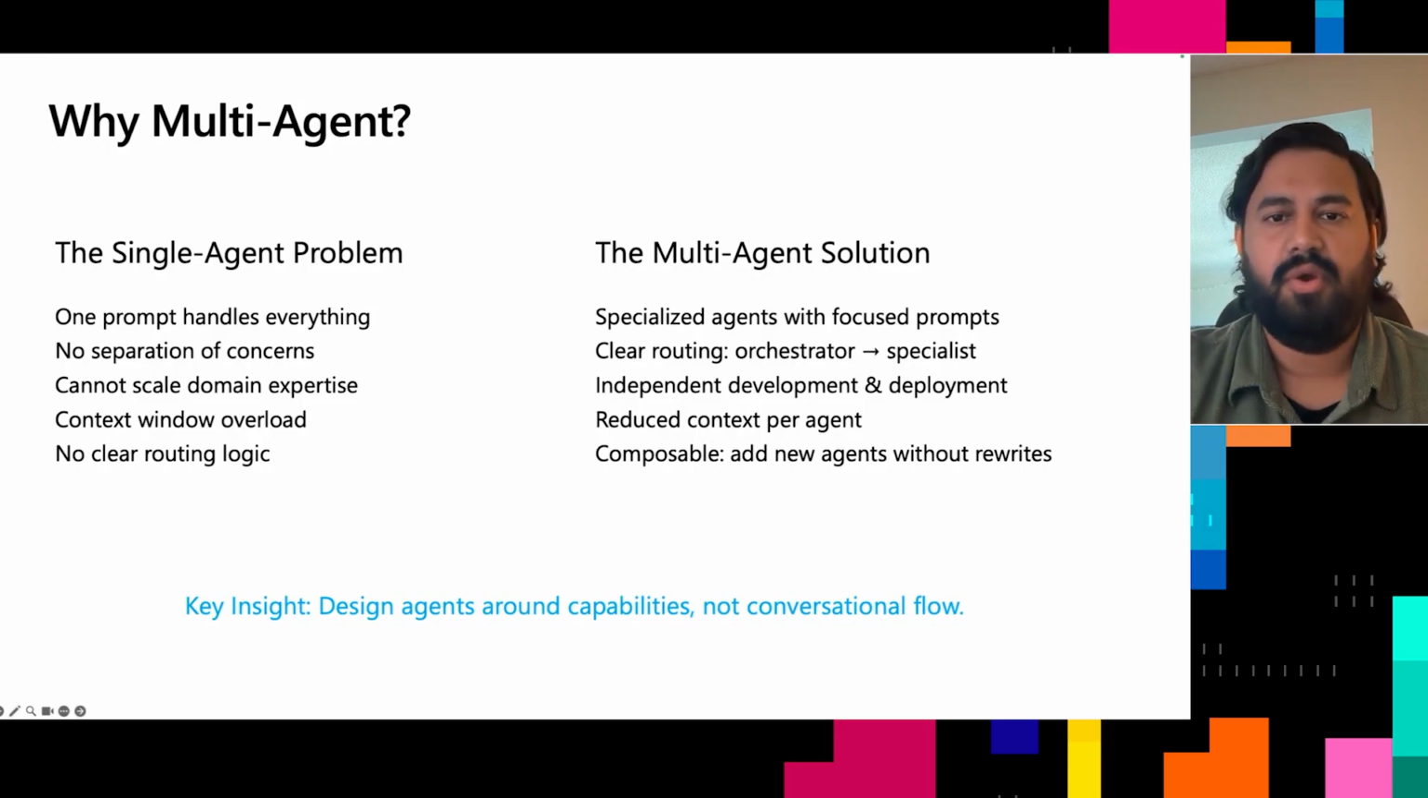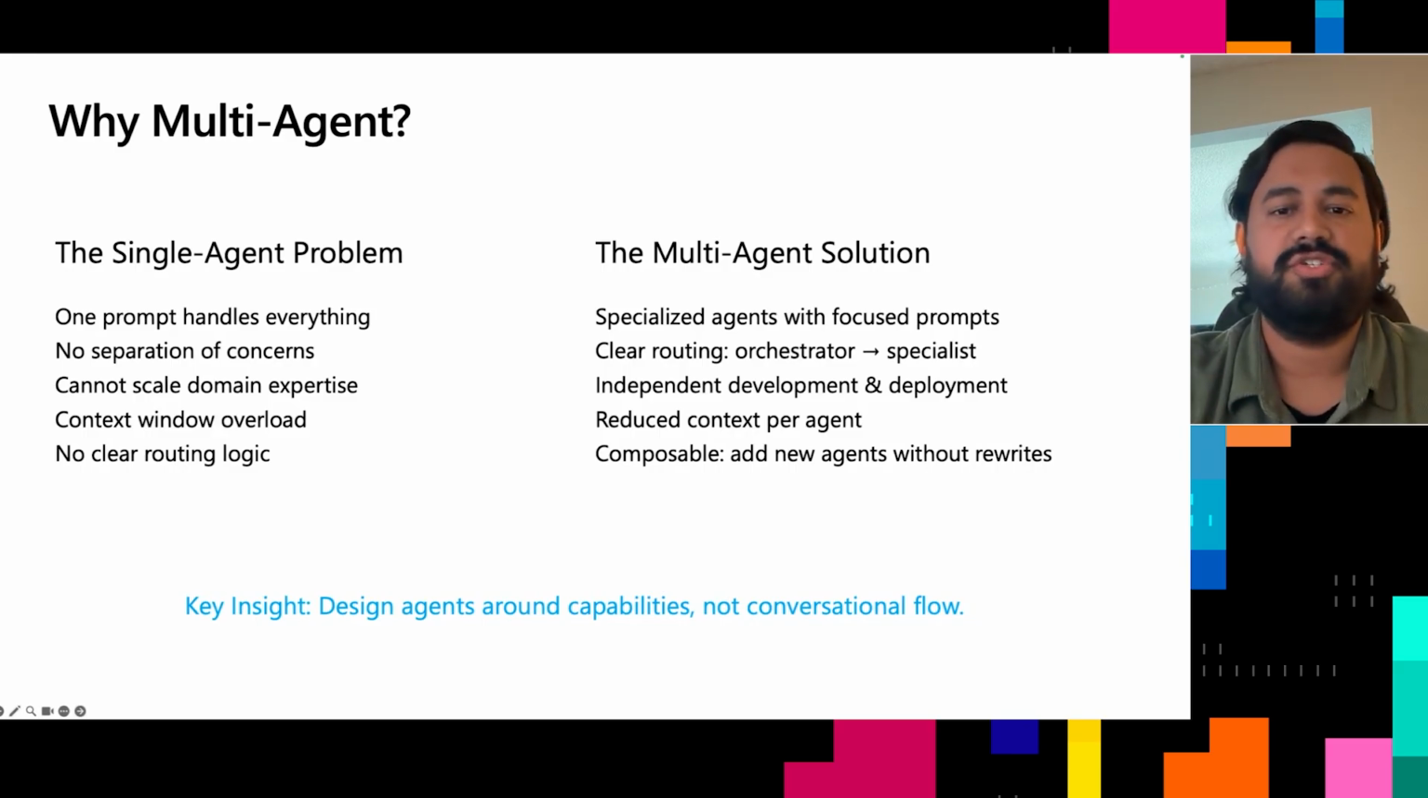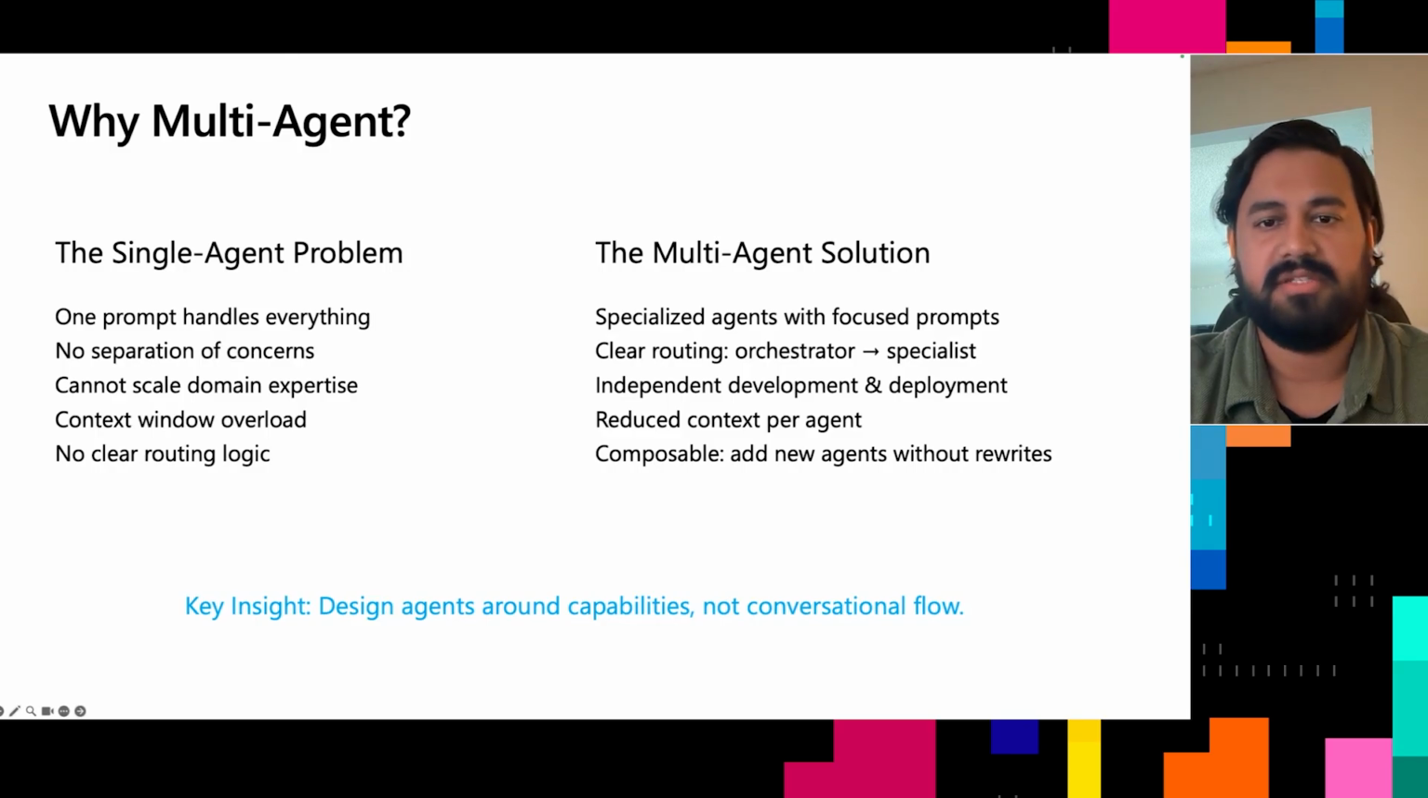So let's dive into why multi-agent. Let's start with what goes wrong when you don't. On the left, you see the single agent problem. When you have one agent trying to handle every domain, all packed into a single system prompt, the model gets confused. It doesn't know which capability to invoke or when. There's no separation of concerns, so every change risks breaking something else. You can't scale or improve any area of expertise without touching everything. And as conversations grow longer, you hit context window limits, the model starts forgetting earlier parts of the conversation, leading to inconsistent behavior.